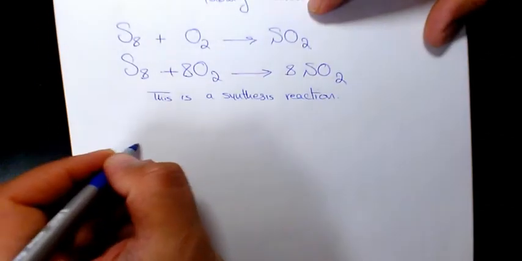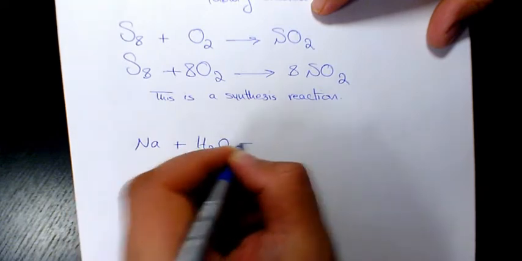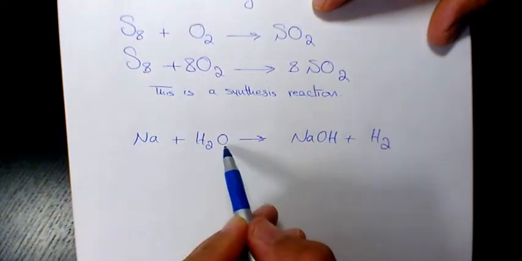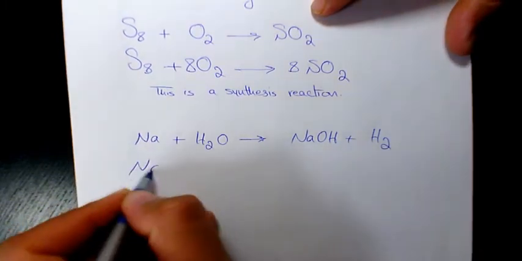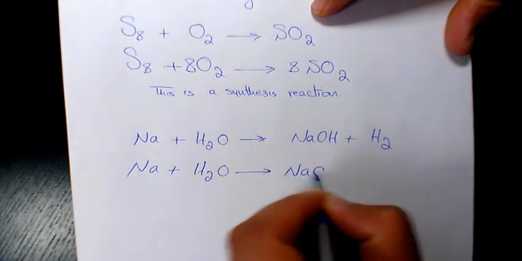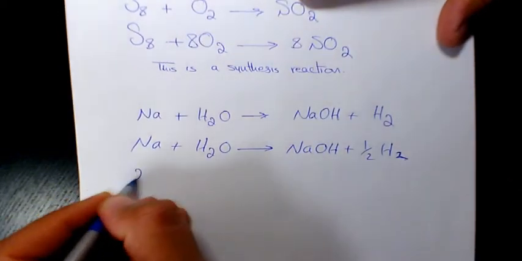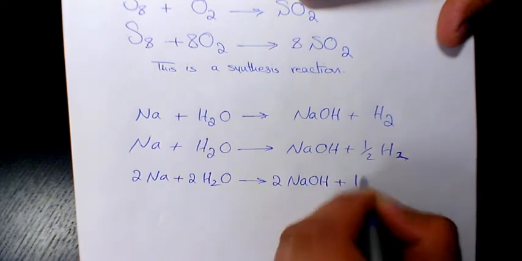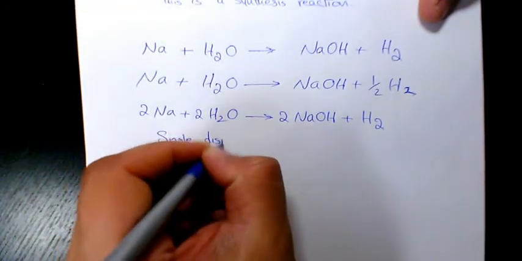Next one. Na plus H2O is going to give us NaOH plus H2. So we have 1 and 1 oxygen, 1 and 1 sodium. We have 2 hydrogen, but in here we have 3. If I put half in here, everything is gonna be balanced now, because it's gonna be 1 and 1, 2 hydrogen, 1 oxygen, 1 sodium, and 1 sodium. So we need to multiply everything by 2, so to balance it, 2 Na plus 2H2O is going to give us 2 NaOH plus H2. Here's the single displacement.